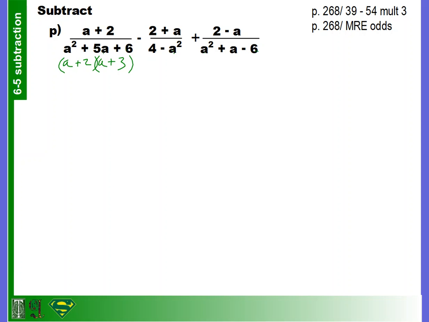All right, middle row. How do I factor this expression right here? 4 minus a squared. Mo. So you would have 2 minus a in parentheses, and then 2 plus a in parentheses.